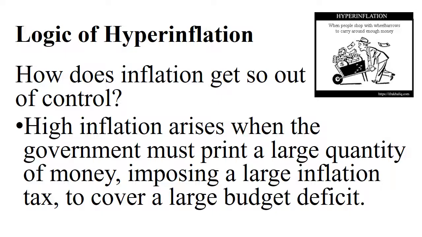Hyperinflation is the extreme case of inflation. We're talking about a 1,000% increase a year, not 10%. So hyperinflation gets out of control when the government usually prints a huge amount of money. The quantity of money they print creates this inflation tax for their people. And they're, of course, doing it to cover the deficit. So the beginning of hyperinflation sounds like normal inflation to a larger extent.